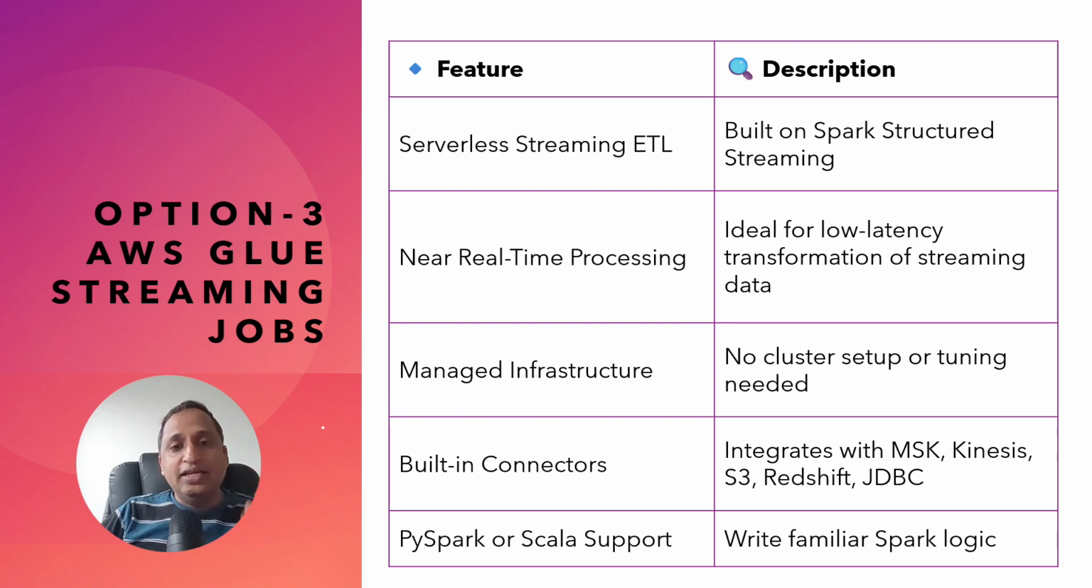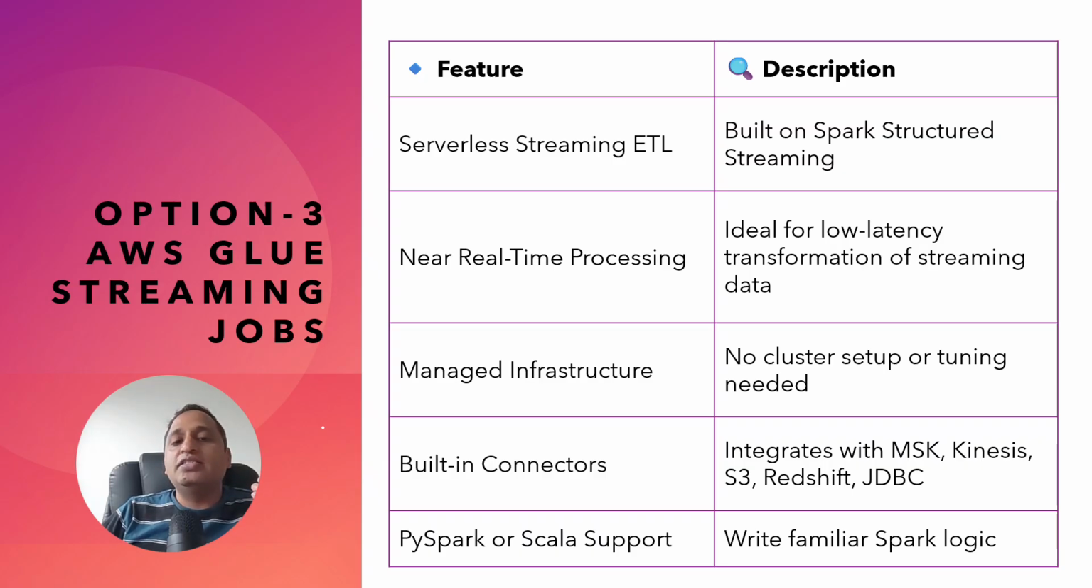This is a great choice when your use case is more ETL focused rather than low latency ML scoring. For instance, if you just want to process the IoT data stream, flag anomalies based on a threshold, and then dump both normal and anomaly data into different S3 buckets, Glue streaming works best for you.